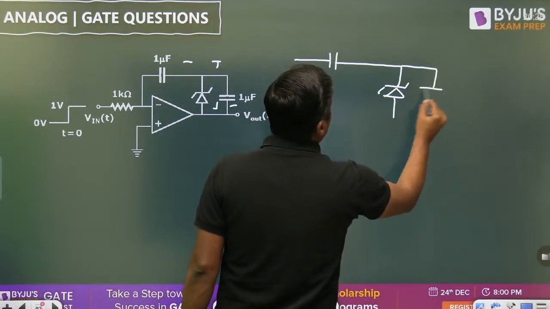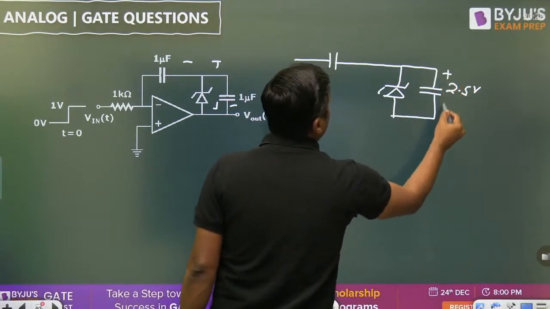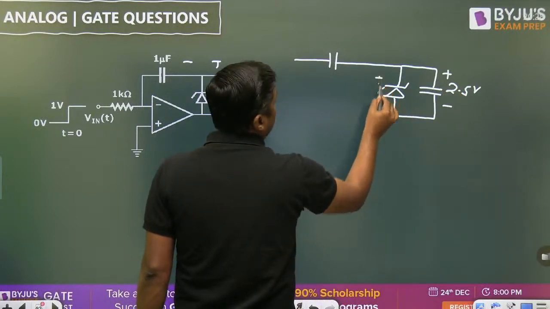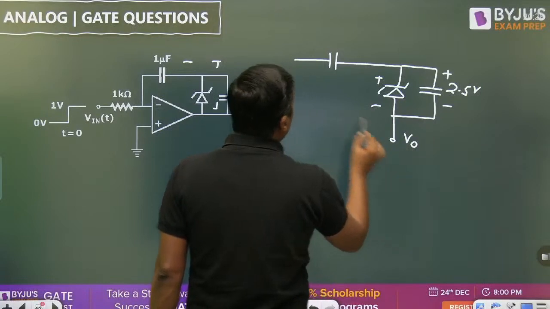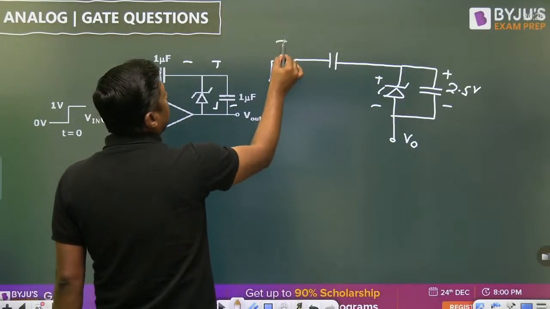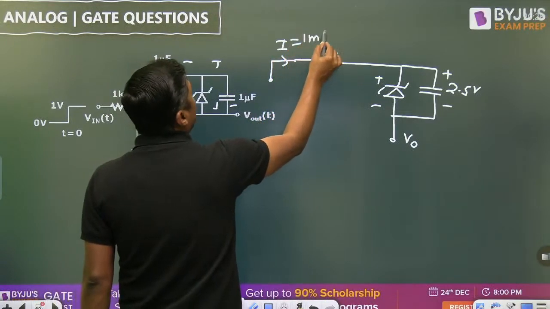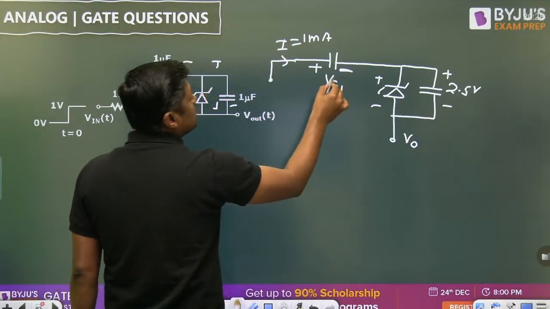what is the voltage across this capacitor? Constant 2.5 volt. This is 2.5 volt. And this is the V0 actually. And this point is ground, meaning 0. But what is the current? Current is constant, 1 milliampere again will flow. What about this capacitor? This capacitor will charge.